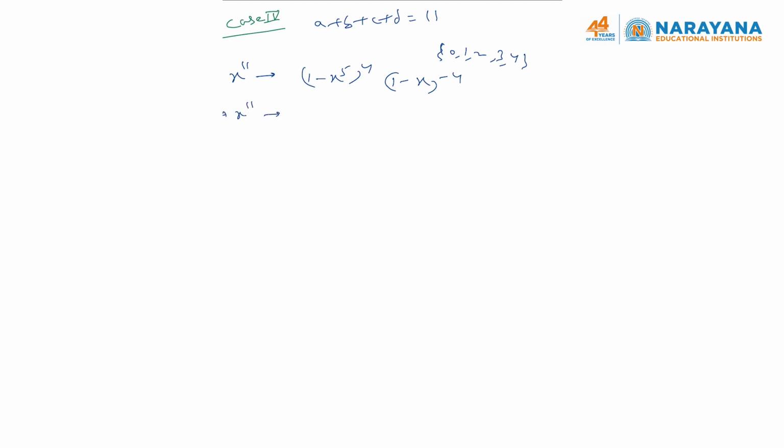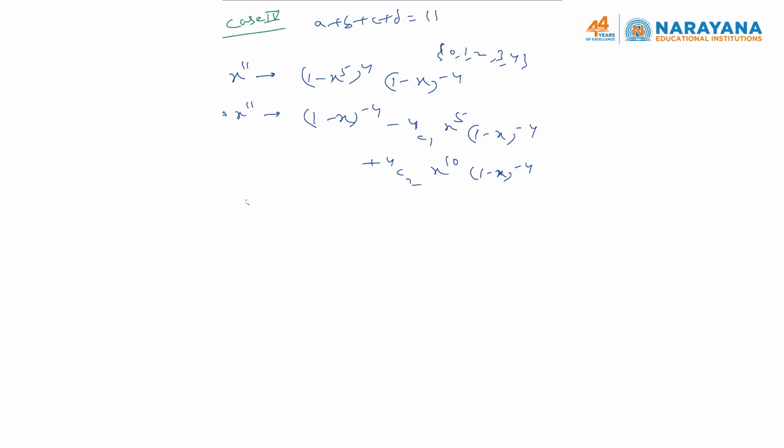So the x to the power 11 coefficient will be from (1 minus x) to the power minus 4, minus 4c1 into x to the power 5, then 4c2 into x to the power 10. Other higher terms are not required. Sorry, I mean also write it with x to the power 5 into (1 minus x) to the power minus 4, plus 4c2 x to the power 10 into (1 minus x) to the power minus 4.